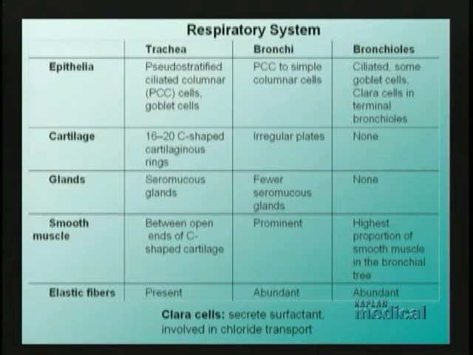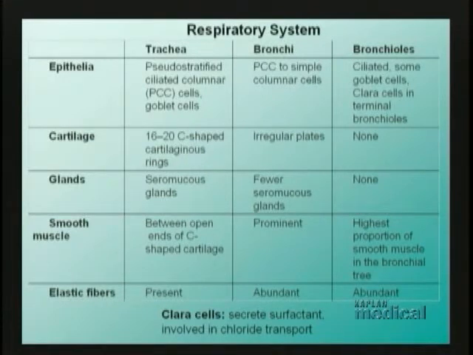As we move down to the conducting bronchioles, we have now made the transition to a more columnar epithelium, still ciliated, intermingled with goblet cells, but now we find the more distinct Clara cells down at the more distal level of these conducting and ultimately the respiratory bronchioles. No longer do we have cartilage, and the glands have largely disappeared as well. But as we have moved from the trachea to the bronchi to the bronchioles, both the smooth muscle and the elastic fibers have become much more prominent.